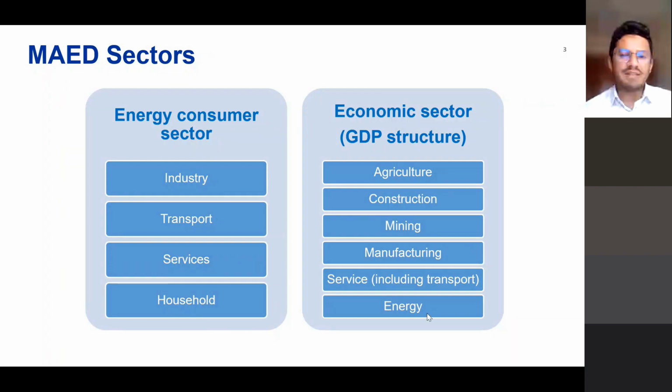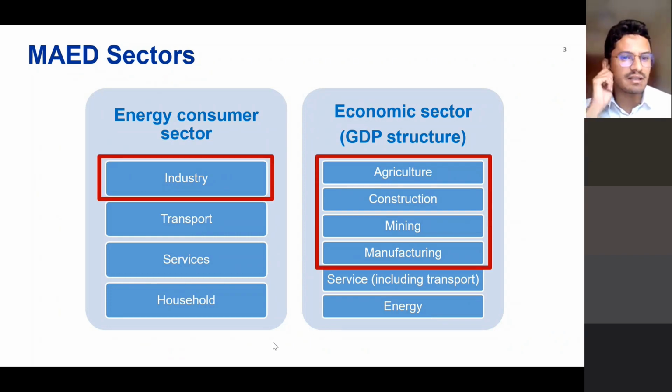And as you can see on the right side, there are 4 main subsectors in industry. We have agriculture, construction, mining, and manufacturing. And this structure corresponds to what we have defined in terms of GDP structure in MAED. If you remember, this structure was presented yesterday. As I said, today we will start by presenting formulas and data needed for agriculture, construction, and mining. And after, we will discuss manufacturing.